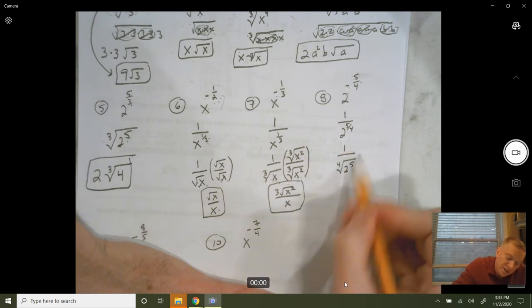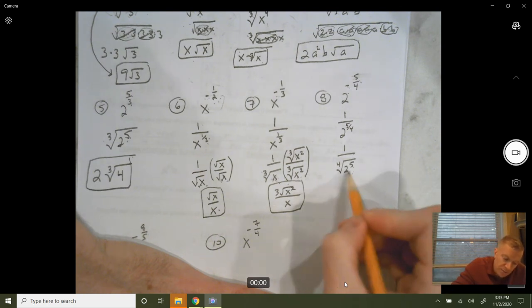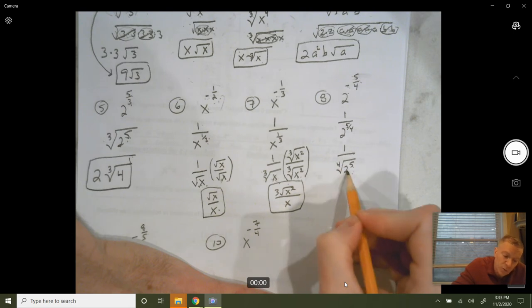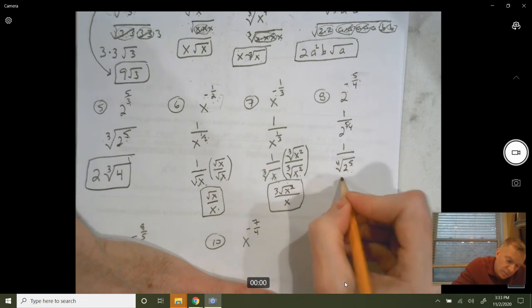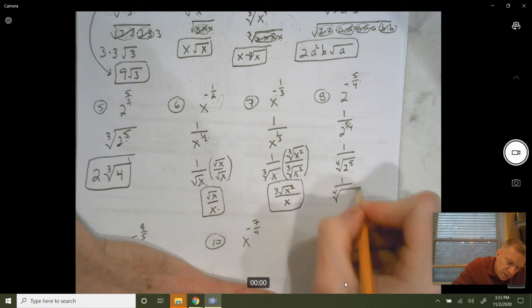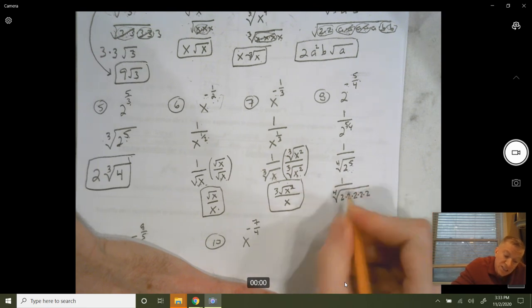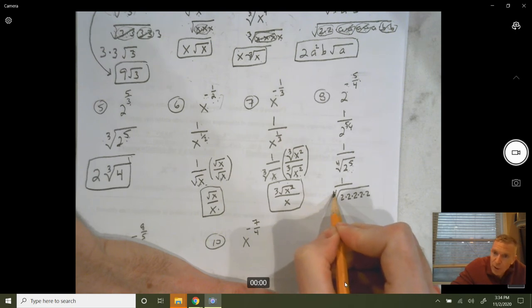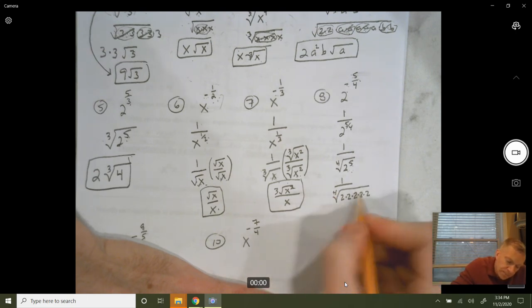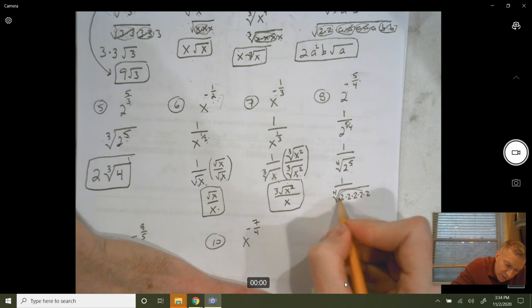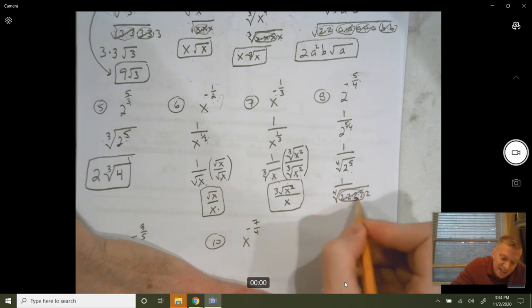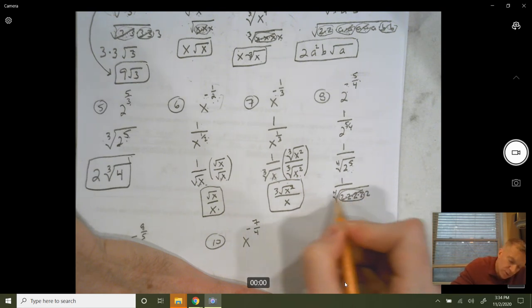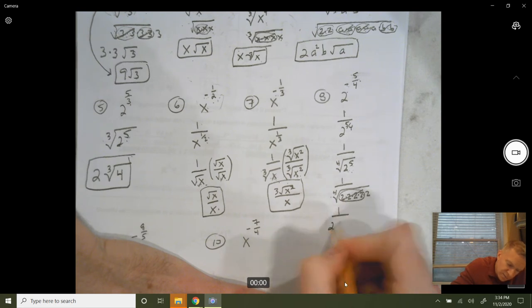Okay, now here we do have 5 of something in the bottom. I'm sorry, 4 of something. It's a 4th root, so we need something to the 4th. Well, we have that. We have 1 over the 4th root of 2 times 2 times 2 times 2 times 2. We have 5 of them. It's a 4th root, so we need a perfect power, like 4 things multiplied together, which we have. That can cancel out. We can pull a 2 out on the outside. And what's left on the inside is a 2.